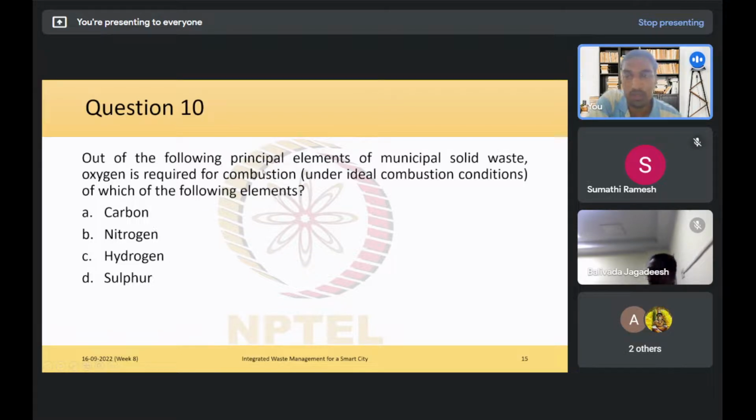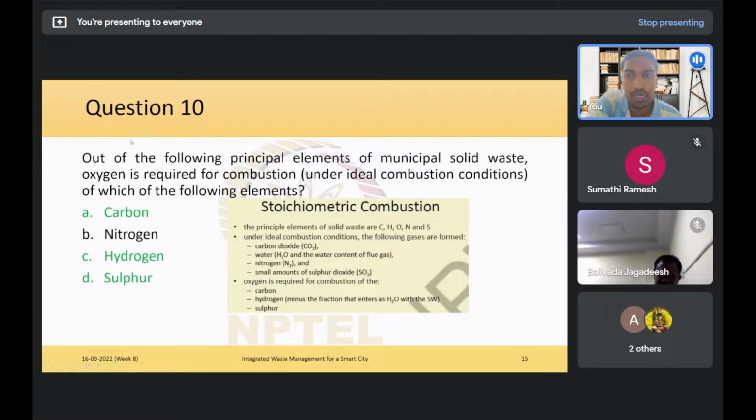When we do the combustion, sulfur will also get converted into sulfur dioxide. So it is these three, carbon, hydrogen, and sulfur, which are going to take up oxygen and get oxidized into carbon dioxide, water, and sulfur dioxide. Whereas nitrogen will remain as molecular nitrogen, N2, because this question is about ideal combustion conditions. Under ideal combustion conditions, the temperatures are not high enough to convert the molecular nitrogen into nitrogen oxides.